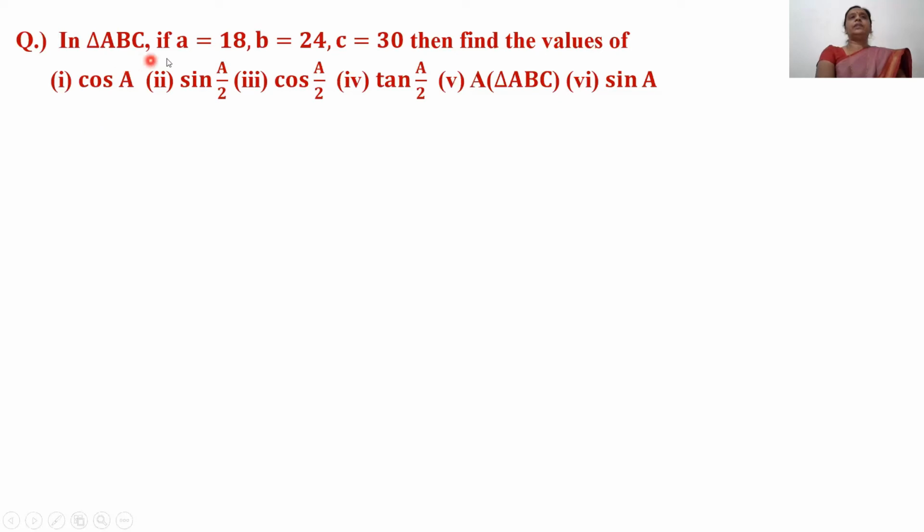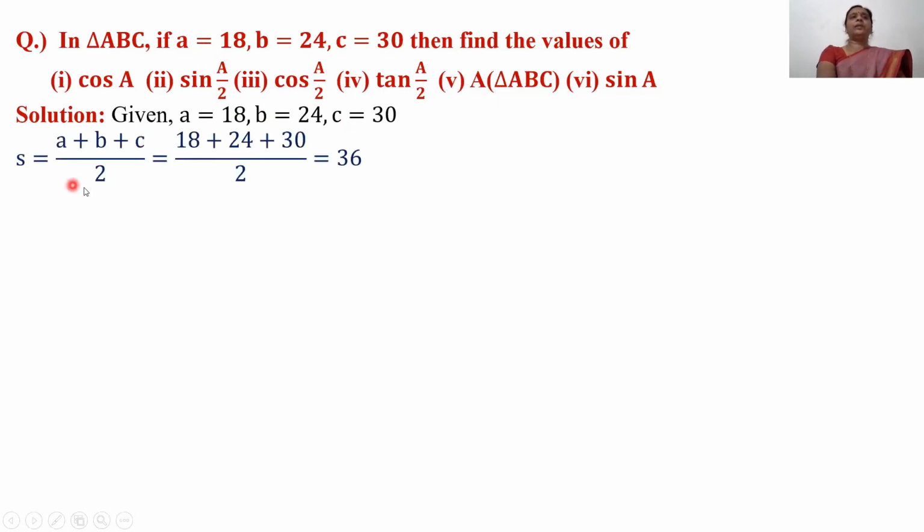In triangle ABC, if A is equal to 18, B is equal to 24, C is equal to 30, then find the values of cos A, sin A by 2, cos A by 2, tan A by 2, area of triangle ABC, and sin A. We will solve this one by one. What is given here? A is 18, B is 24, C is equal to 30. Then we will first find the value of S. We know that 2S is equal to A plus B plus C. Therefore, S will be (A plus B plus C) divided by 2. Then keep the values of A, B, C here. This will be equal to (18 plus 24 plus 30) divided by 2, and after simplification, this will be 36.